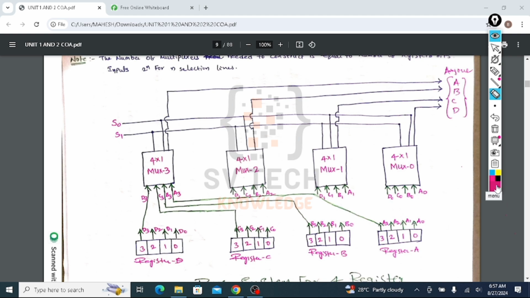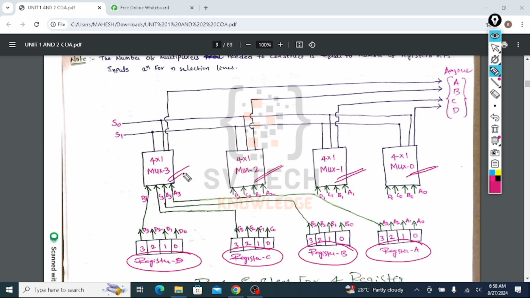And the second one is that the number of multiplexers is equal to the number of registers. Here I have taken 4 registers: register A, register B, register C and register D. So I will take 4 multiplexers: multiplexer 0, multiplexer 1, multiplexer 2 and multiplexer 3.